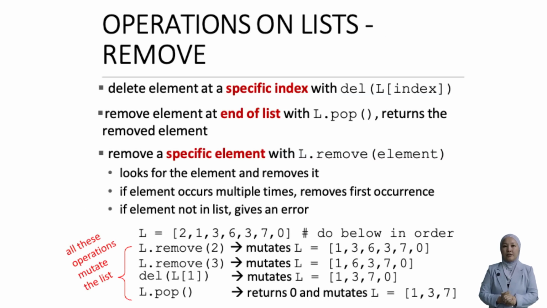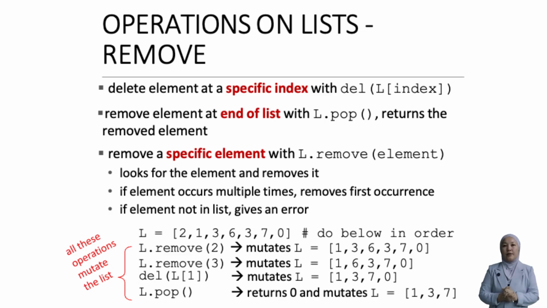Removing elements has several methods, each with specific behavior. del L[index] deletes the element at a specific index, shifting subsequent elements left. It returns nothing. L.pop() removes and returns the last element. If you call last = L.pop(), last holds the removed value. L.remove(element) searches for the first occurrence of the given value and removes that element. If the value isn't found, it raises a value error. If it appears multiple times, only the first is removed.